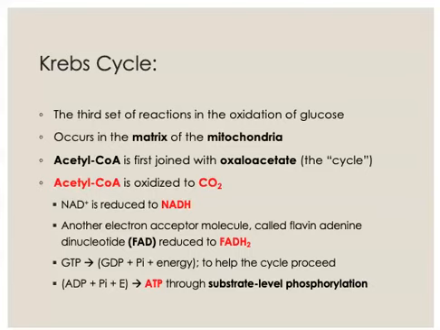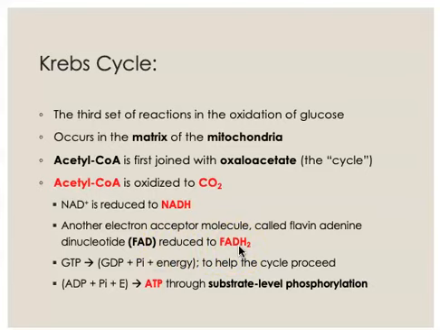The cycle is going to oxidize acetyl-CoA to carbon dioxide. Along the way, NAD+ is going to be reduced to NADH, and we're going to introduce a new electron acceptor molecule. This one is called flavin adenine dinucleotide, or FAD, and it's going to get reduced to FADH2. You'll notice that FAD doesn't have a positive charge on it, so when it gains electrons, it's going to become FADH2.